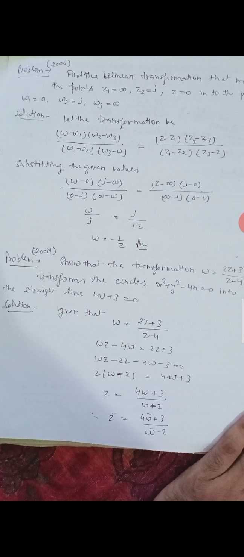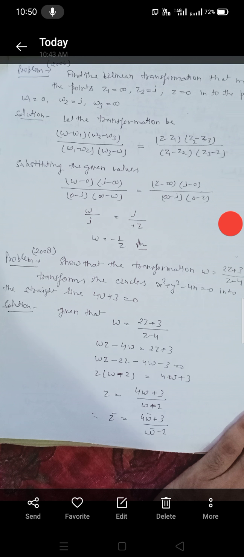Find the bilinear transformation that maps the points z1 is equal to infinity, z2 is equal to i, and z3 is equal to 0 into the points w1 is equal to 0, w2 is equal to i, and w3 is equal to infinity. For the solution, let the transformation be (w minus w1)(w2 minus w3) upon (w1 minus w2)(w3 minus w) is equal to (z minus z1)(z2 minus z3) upon (z1 minus z2)(z3 minus z).